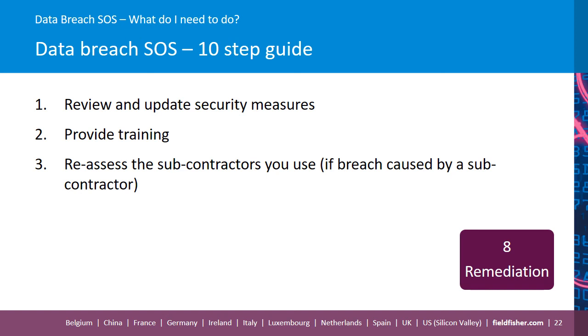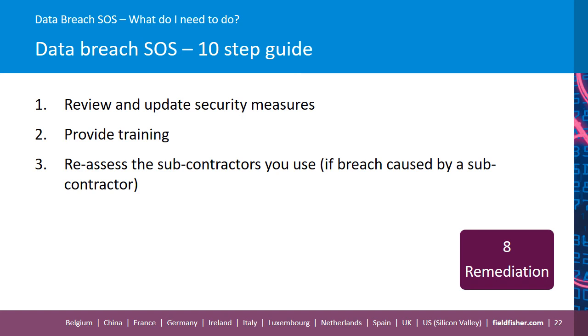You may need to review and update security measures. And for this, you may need to actually go to your board to seek budget. You may also need to provide training. This could be training to your whole workforce or just to the employees that perhaps caused the breach. For example, if an employee has inadvertently sent an email to somebody else, or if they have not complied with access controls.